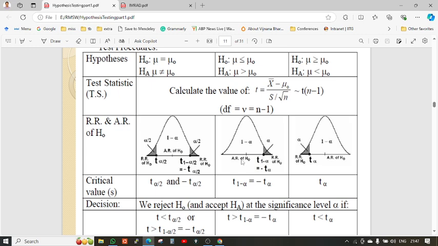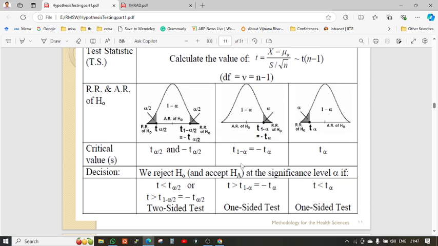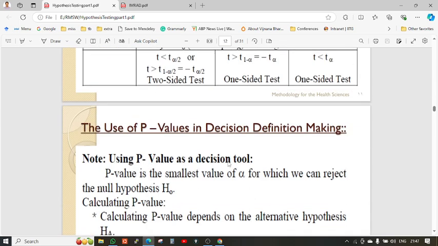So if t is greater than t alpha by 2 in magnitude, then it is a two-sided test. If t is less than minus t alpha, with the negative sign, then it is a one-sided tail test, and if t is greater than t alpha, then it is also a one-sided tail test. So these are the different cases. Let's see what the cases are.